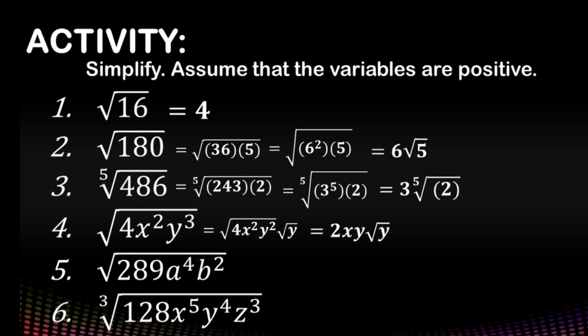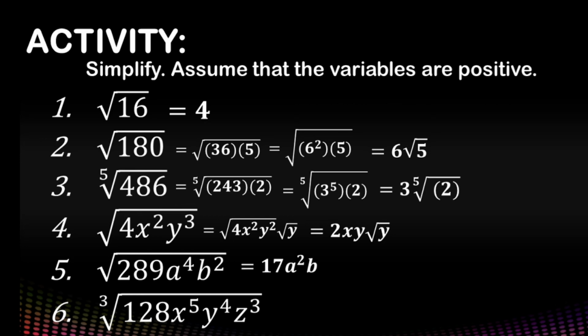Since 289 is a perfect square, while a raised to 4 and b raised to 2, the exponents of a and b in our radicand, are multiples of our index, we can simply apply the first law on radicals.